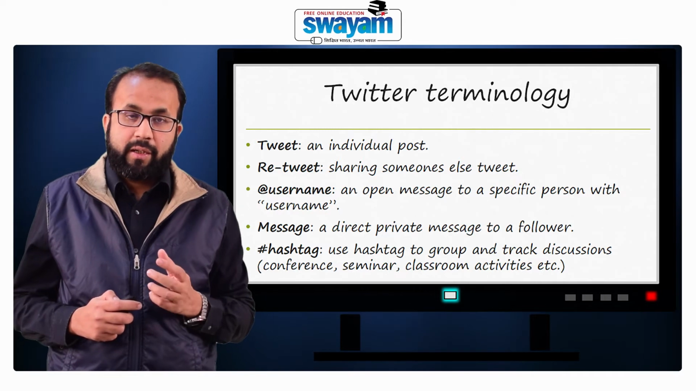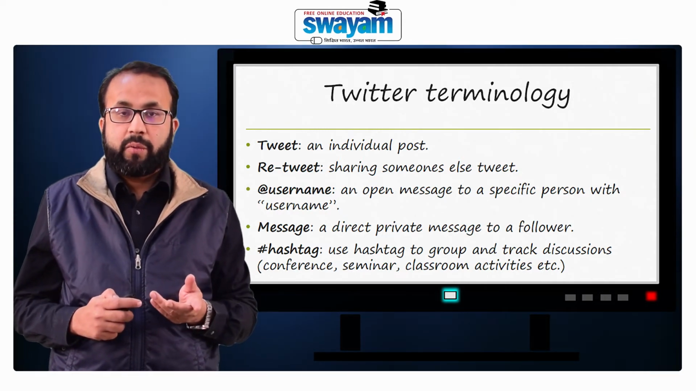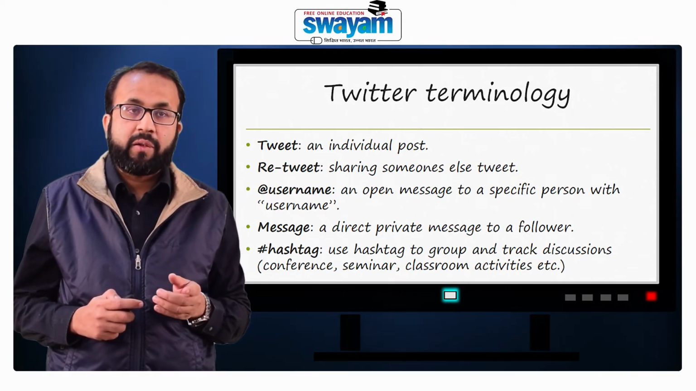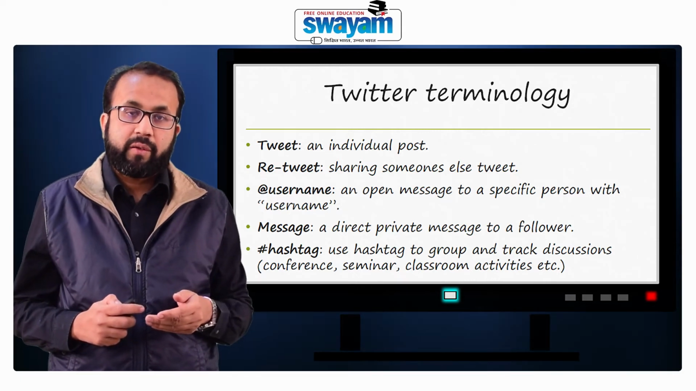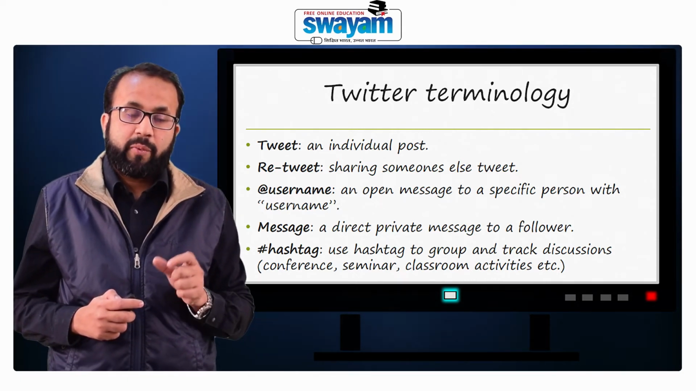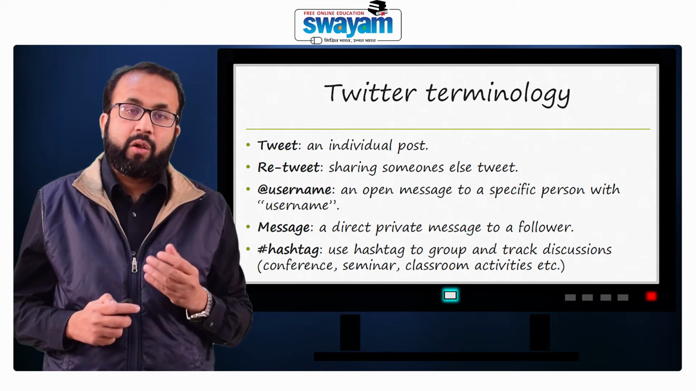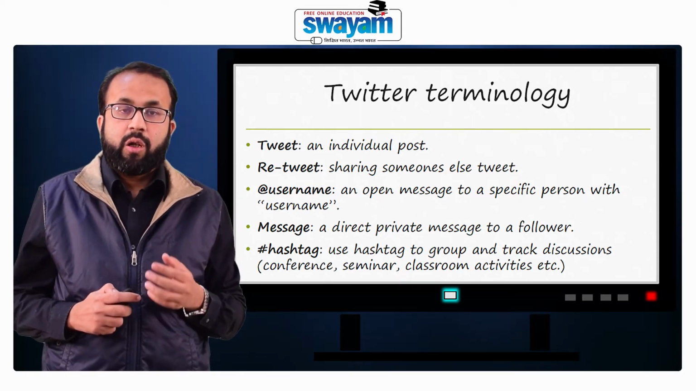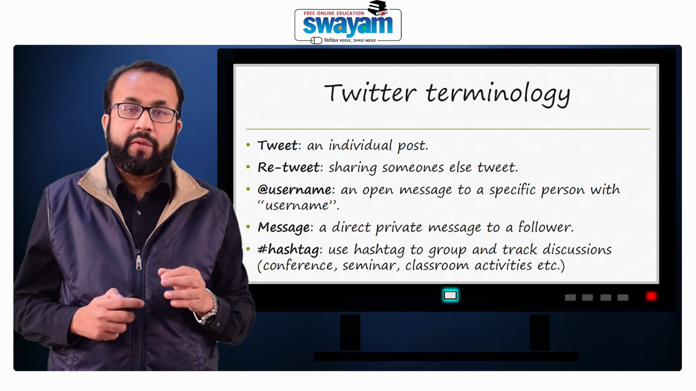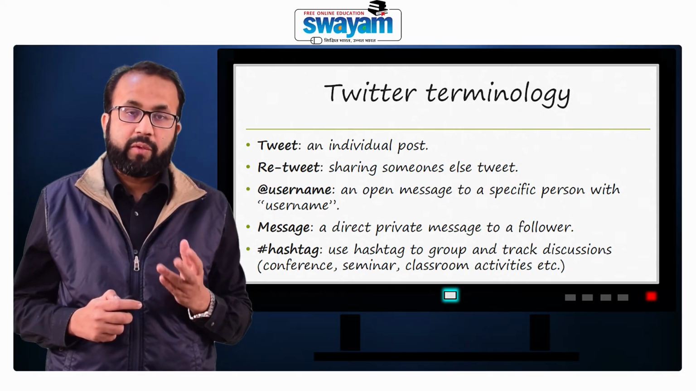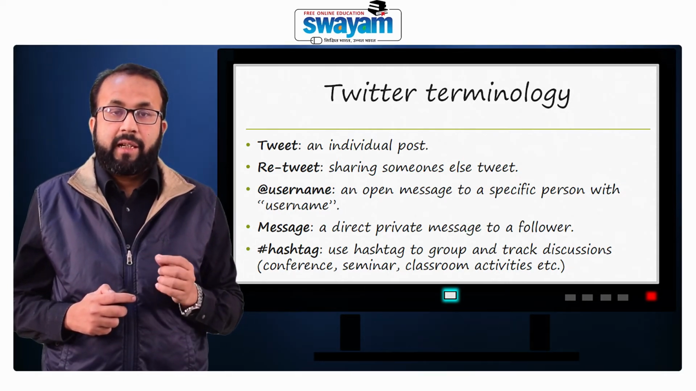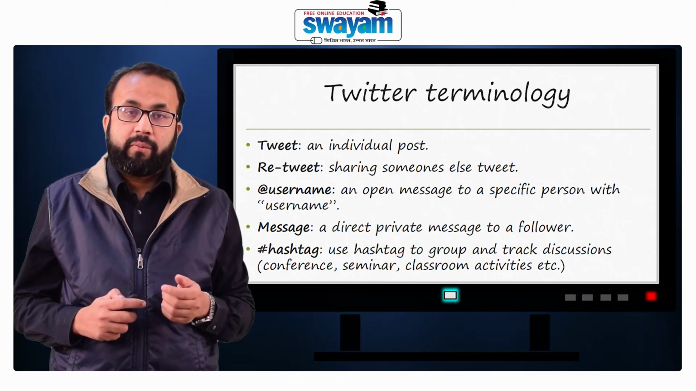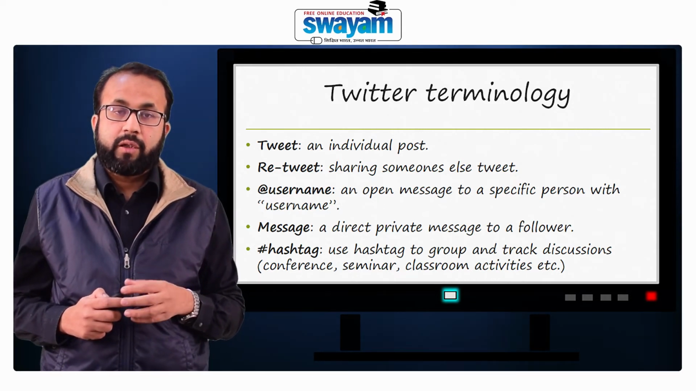This option is also available on multiple other social networking sites like WhatsApp. If you put the at-sign, it will show the names that are connected to you. You choose a particular username and write your message. The message will be shown only to that specific person. It is a private message type of thing. Message is a direct private message to a follower. This is another option for sending a message.